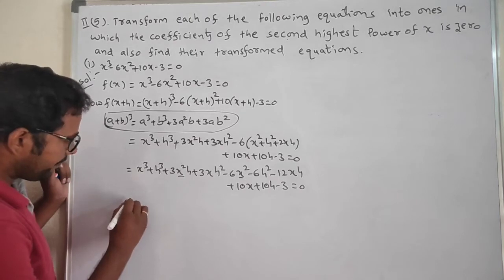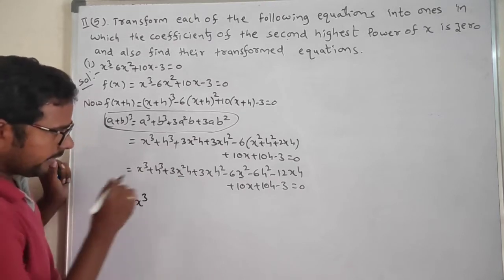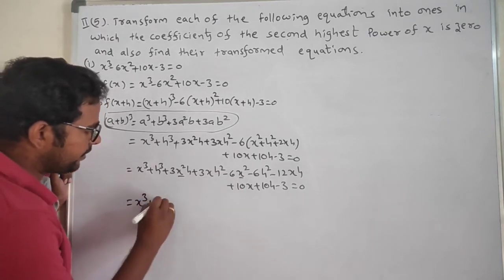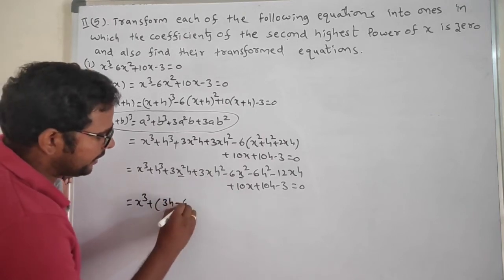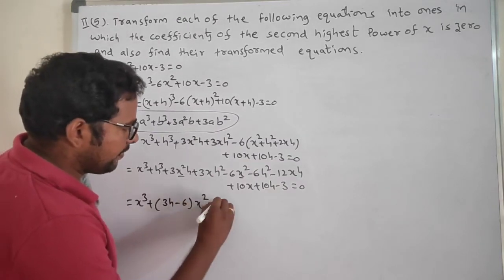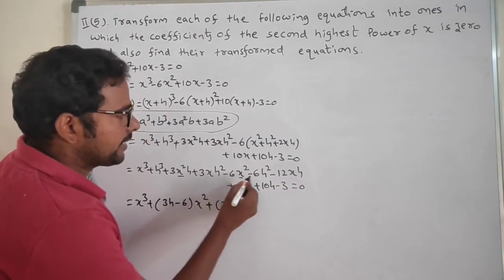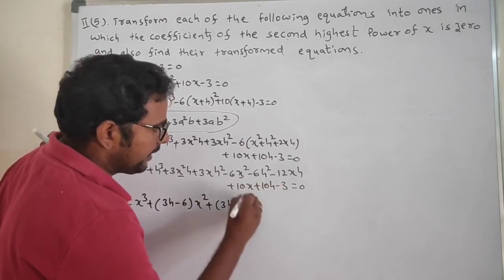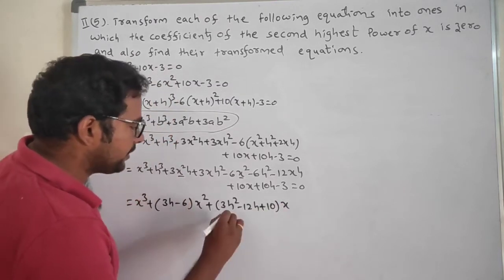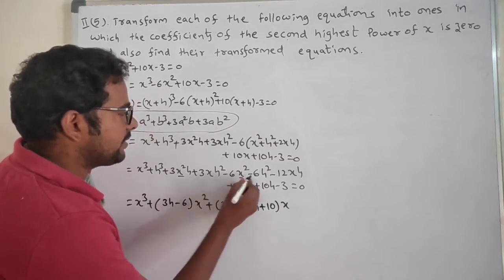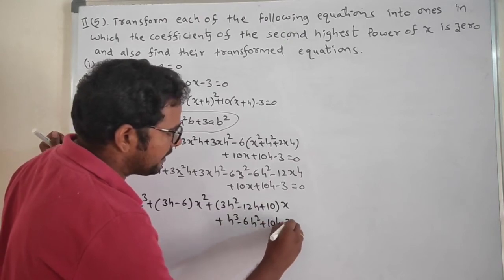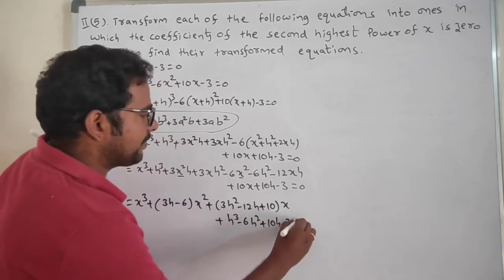Now x power 3. Take out x square common, the x square terms: 3h minus 6 into x square. Then take out x common: remaining 3h square, minus 12h, plus 10, into x. Then the remaining constant terms: h power 3 minus 6h square plus 10h minus 3 equals 0. Take this as equation number 1.